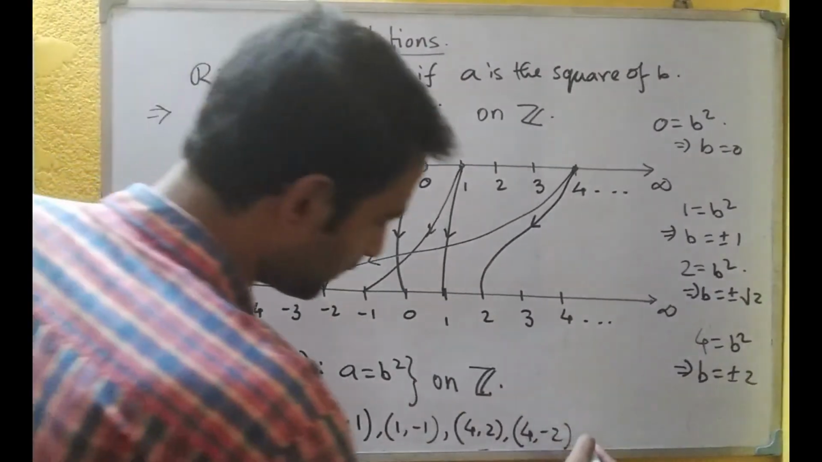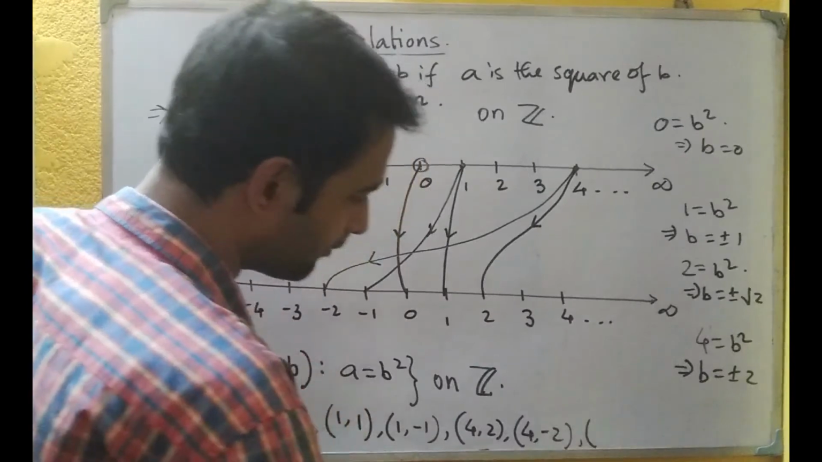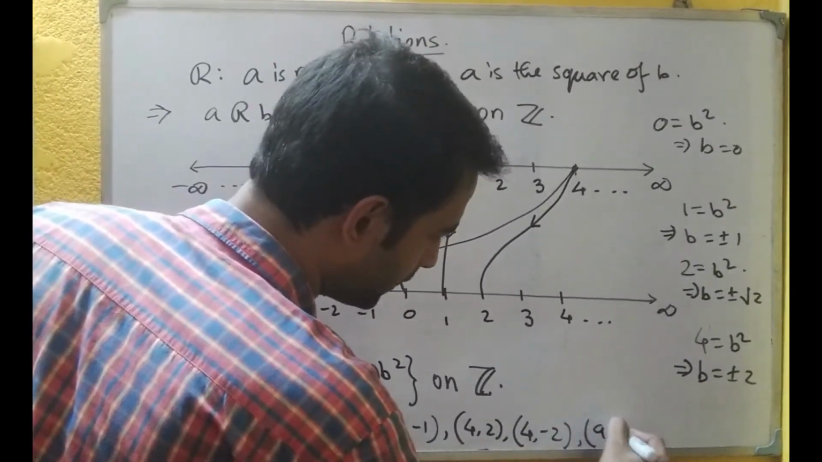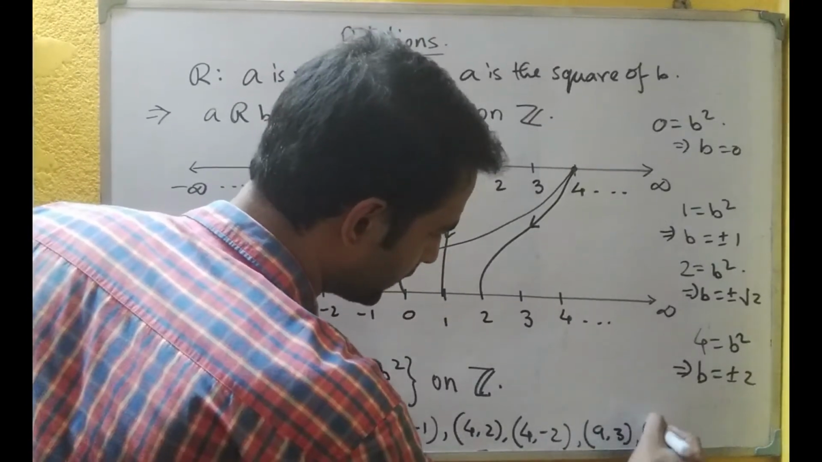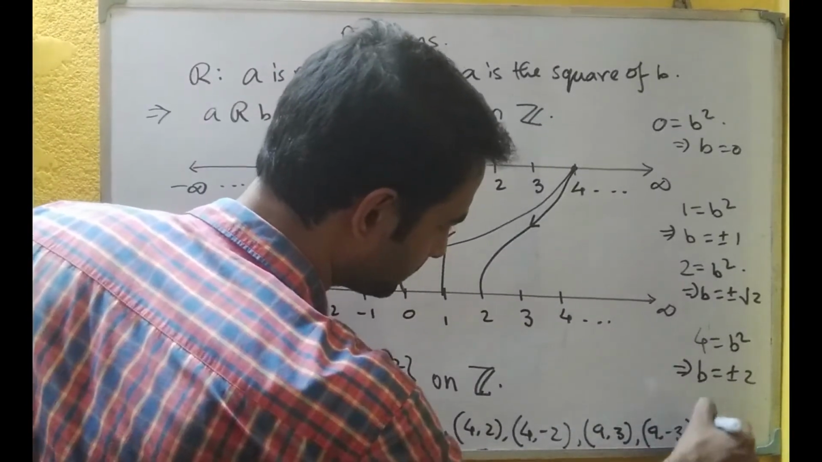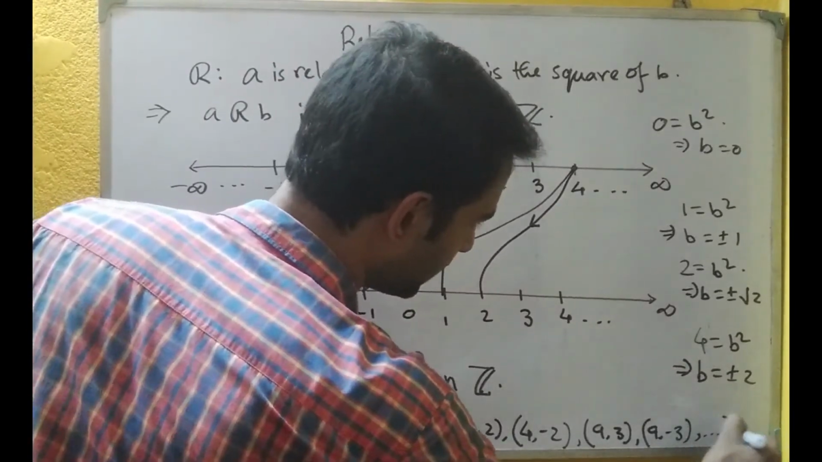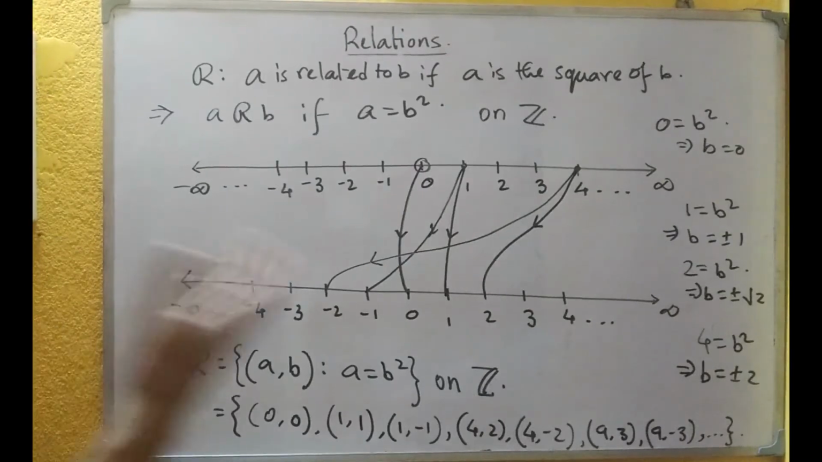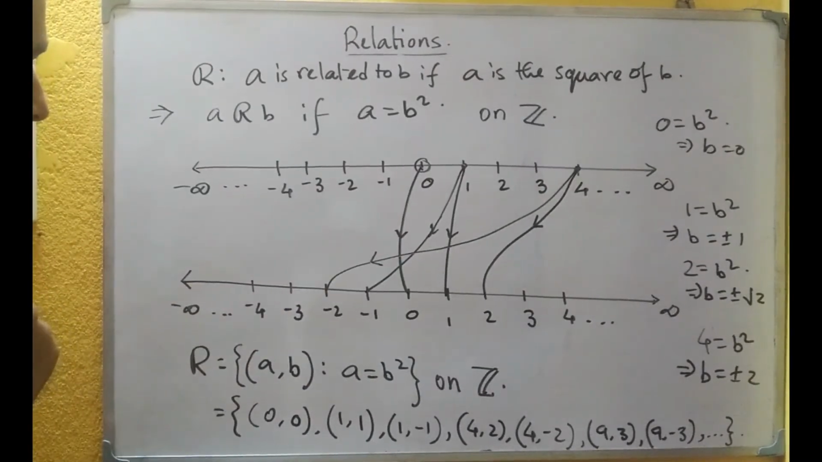So what should be the next ordered pair? What is the square number after 4? It is 9. So it should be 9, 3, its root, and also its negative root, 9, minus 3. So in this way, the relation will continue to hold for other elements also. Okay, so let us continue to the next one.